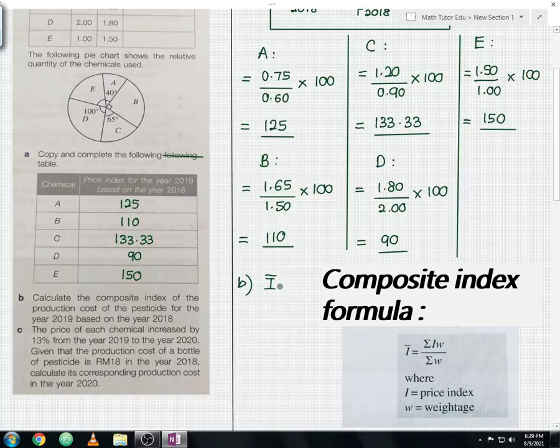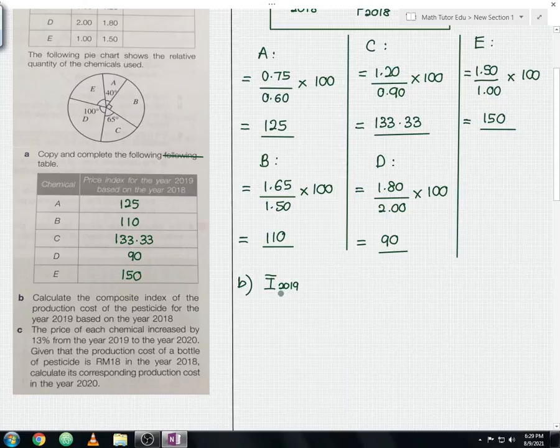So the composite index 2019 over 2018, let me underline the fraction, is equal to, let us start with chemical A. The price index is 125, and then you times it with the weightage of chemical A, in this case 40 degree, plus chemical B, the price index is 110, and then you times it with the weightage, which is 90 degree.